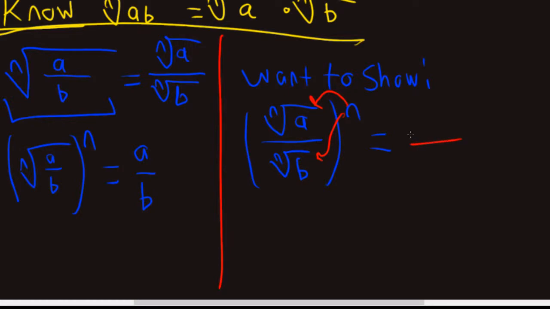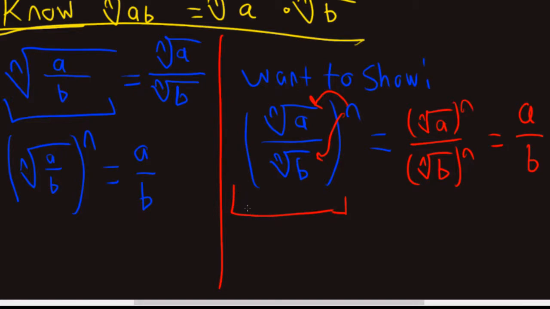So this would become the nth root of A raised to the n, and on the bottom you would have the nth root of B raised to the n as well. And we know that if you have an nth root raised to the nth power, it just cancels itself out and you get A over B. And since this has been shown to be equal to that, we know our proof is true: the nth root of a over the nth root of b is equal to the nth root of a over b.